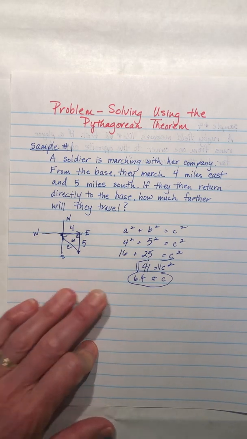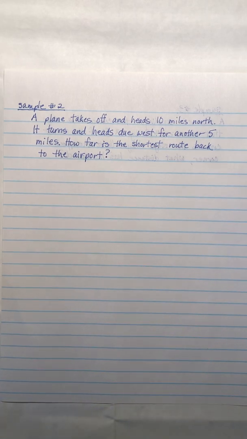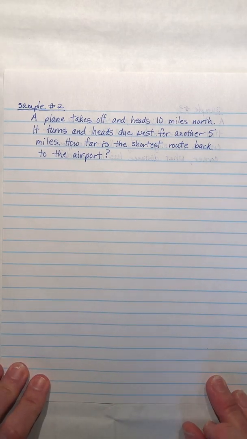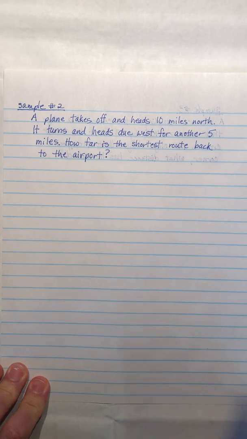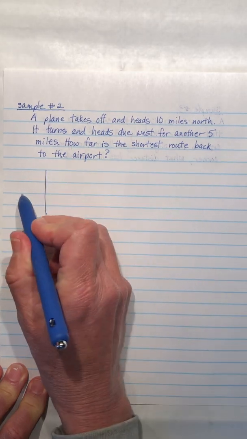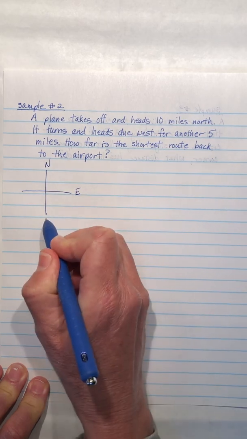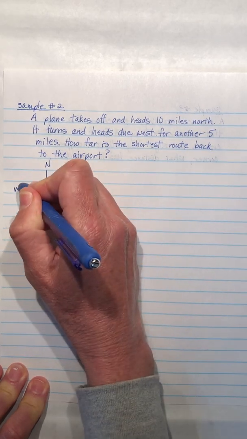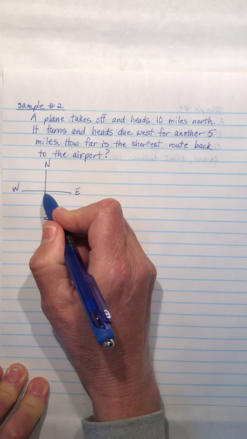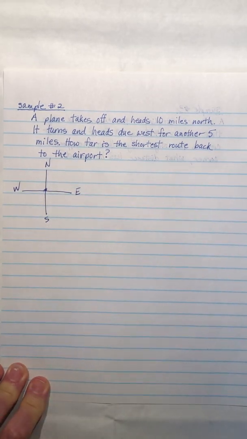Let's look at sample number 2. It's very, very similar. A plane takes off and heads 10 miles north. It turns and heads due west for another 5 miles. How far is the shortest route back to the airport? So let's see. I'm going to do my compass rose again. North, east, south, and west. So here's my plane. I'm going to put it at the center there.